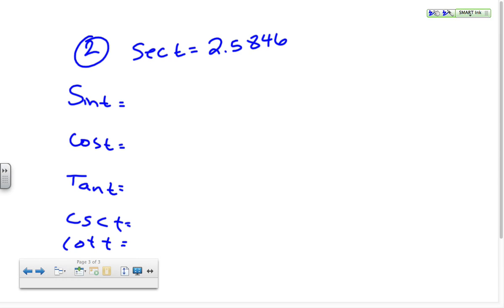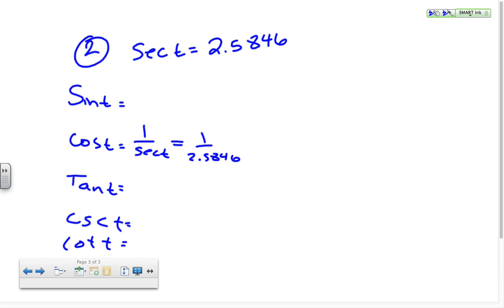So we're going to start with the secant of t is 1 over the cosine of t. So we're actually going to start with that one because the cosine of t is 1 over the secant of t. Always look for where's my easiest place to start. So this is 1 over 2.5846.